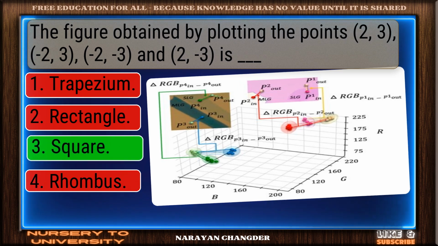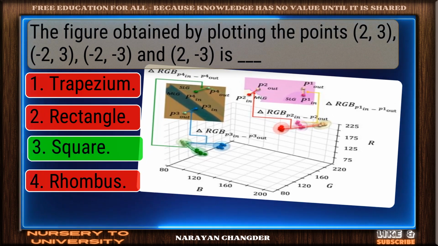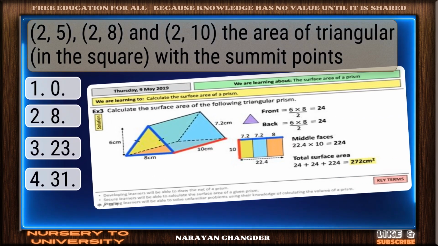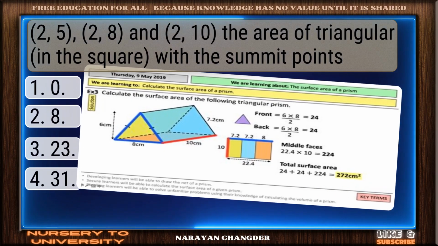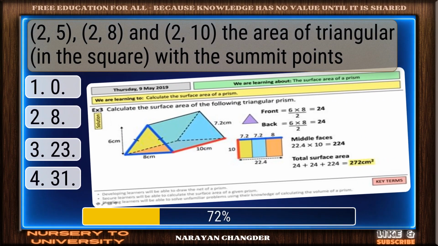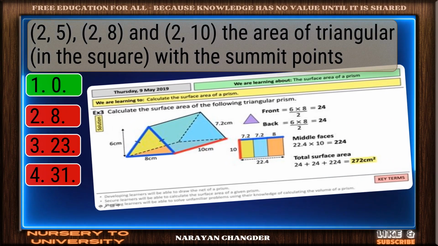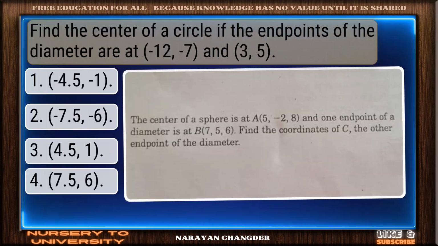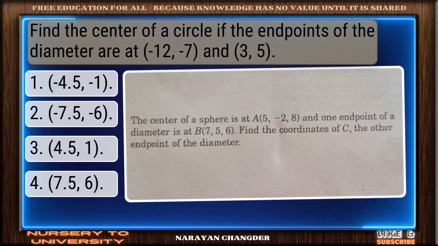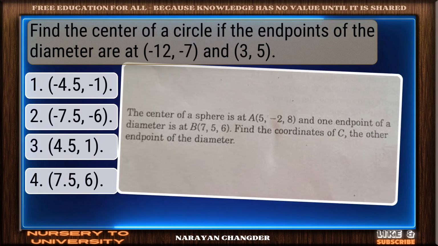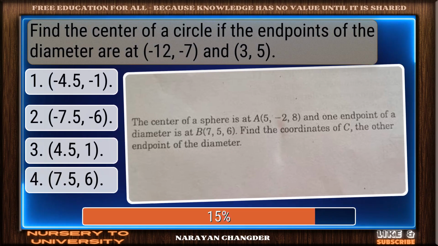Smart move. Square is the accurate answer. And the area of the triangle with the vertices. Right choice. ZO is best. Find the center of a circle if the endpoints of the diameter are at and.